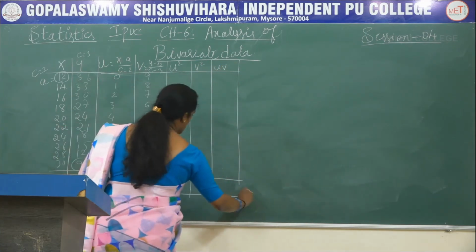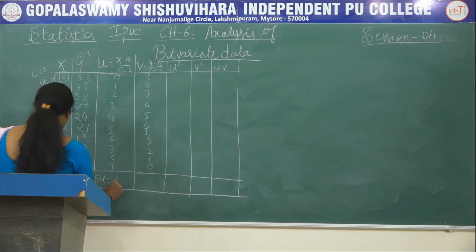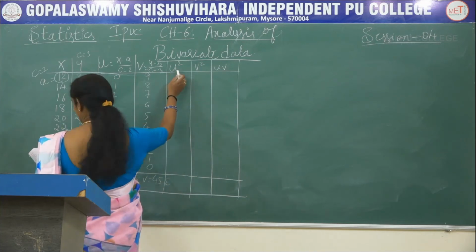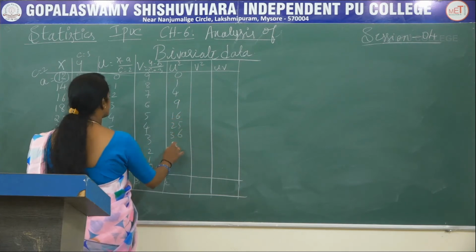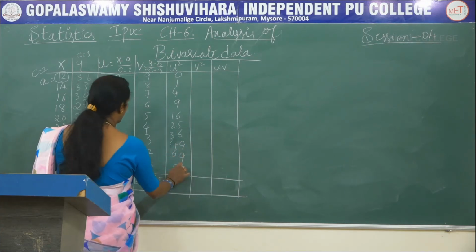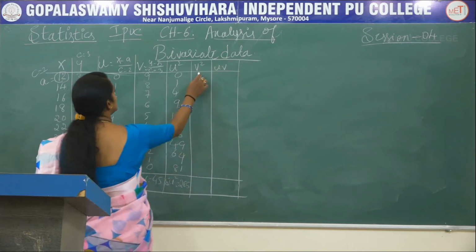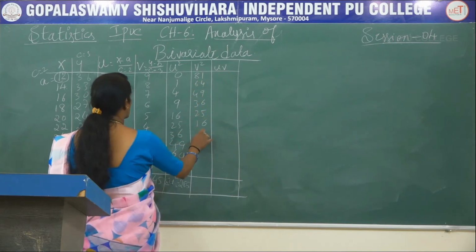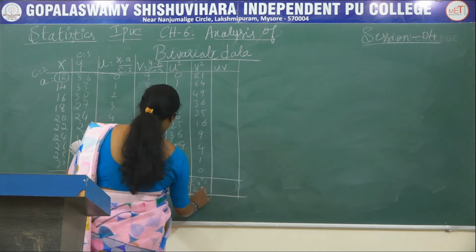And now we take the summations. Summation U is equal to 45. Summation V is equal to 45. Next U square is 0, 1, 4, 9, 16, 25, 36, 49, 64, 81. And summation of U square is equal to 285. And similarly 81, 64, 49, 36, 25, 16, 9, 4, 1, 0. Summation of V square is equal to 285.